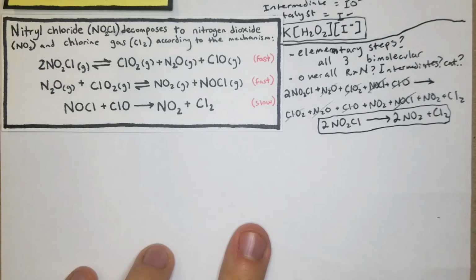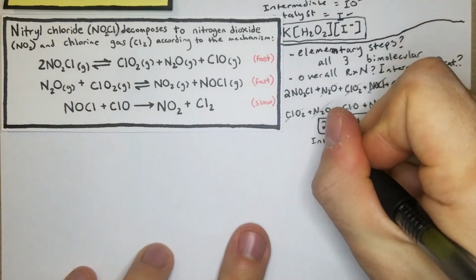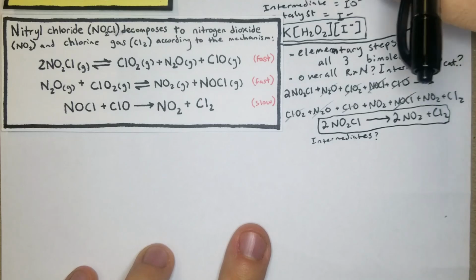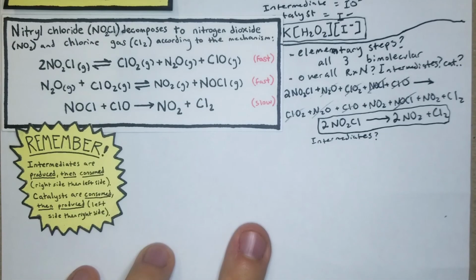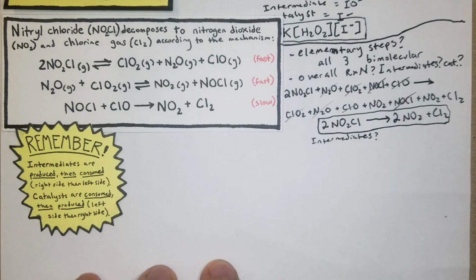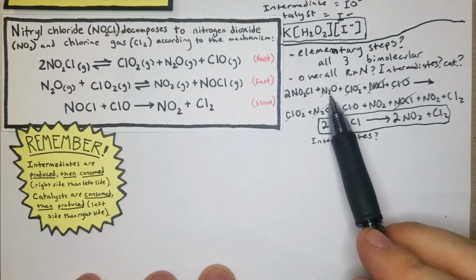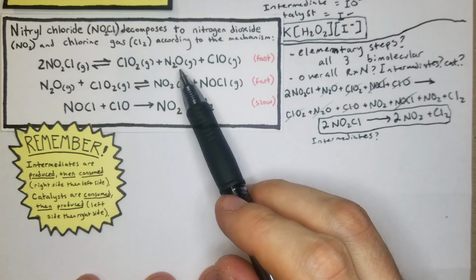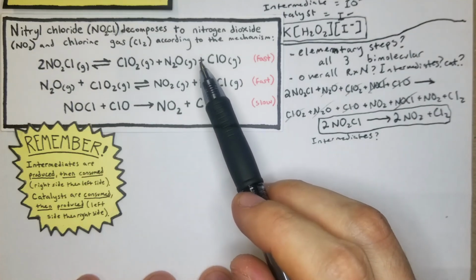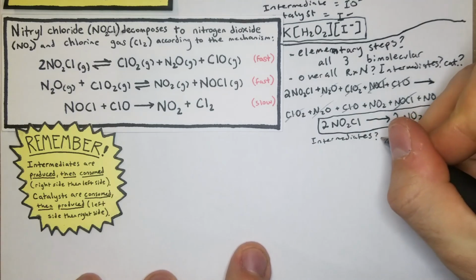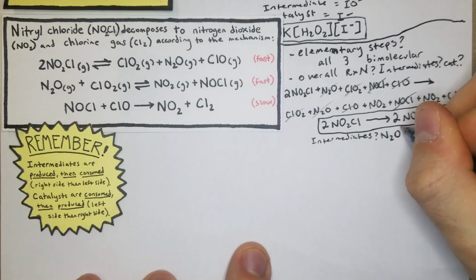Great. So from there, what are our intermediates? What are we looking for? They're going to be produced and then consumed. So right side and then left side. From here we can look back. We'll just look at each thing that we canceled out. So the N2O started on the product side, and then it ended up on the reactant side. So one of them is going to be the N2O.